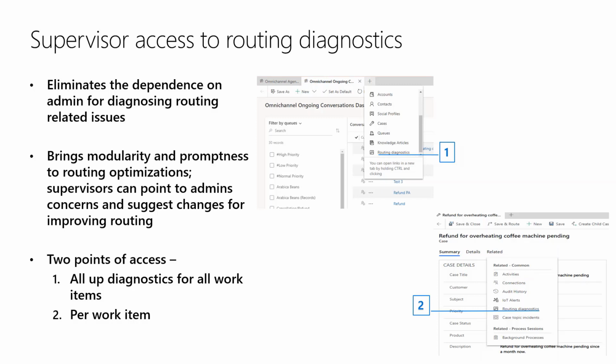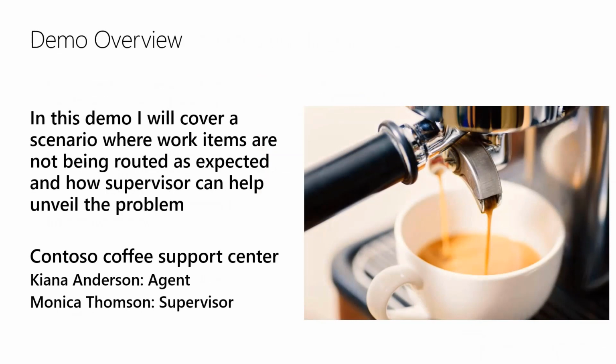To understand this, let us look at a scenario where there are issues with routing and how a supervisor can help solve them. Within Contoso Coffee Support Center, Kiana is an agent and Monica is her supervisor. Now, Kiana loves her job. She's an expert in refunds and loves solving customer problems around it and making a difference in their day.